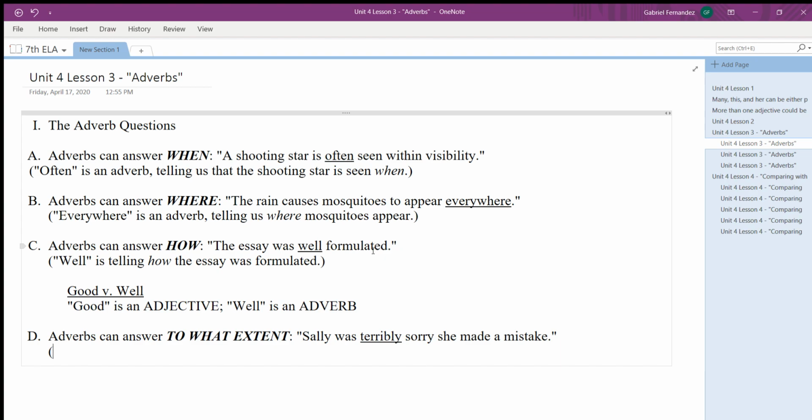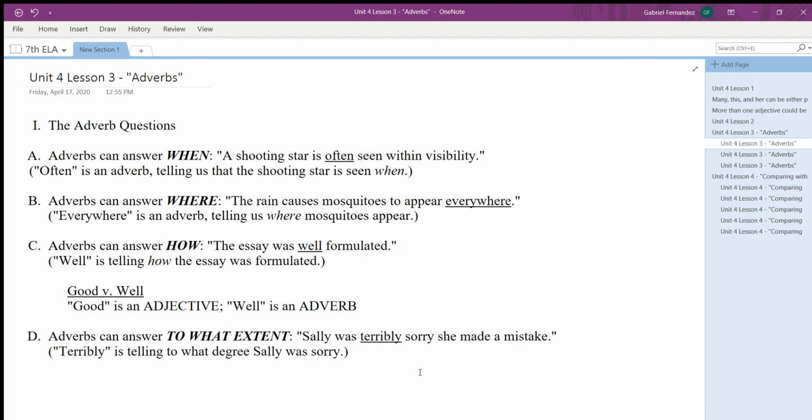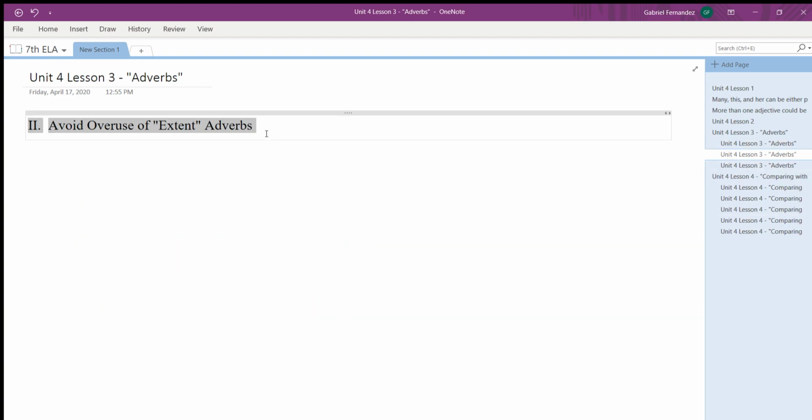Okay? Adverbs can answer to what extent. Sally was terribly sorry she made a mistake. Terribly is telling to what degree or how sorry she was. Okay? To what degree Sally was sorry. She wasn't just sorry, she was terribly sorry. Okay? So it kind of gives us more effect in that regard. Go ahead and take a screenshot of those notes. And we are moving on now into the big rule of to what extent adverbs.